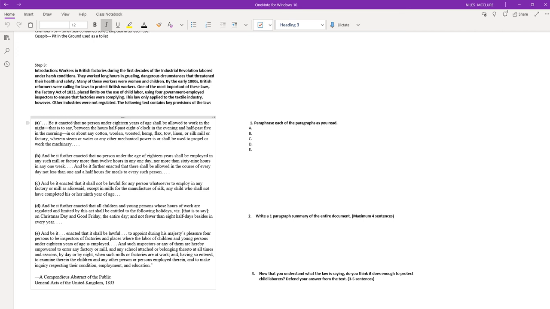Be it enacted that no person under 18 years of age shall be allowed to work in the night. Okay, be it enacted. Okay, so we're making a law. It is enacted, making a law, that no person under 18 years of age shall be allowed to work in the night. So we'll start out right here. No one younger, oops, I spelled that wrong, younger than 18 is allowed to work the night shift.